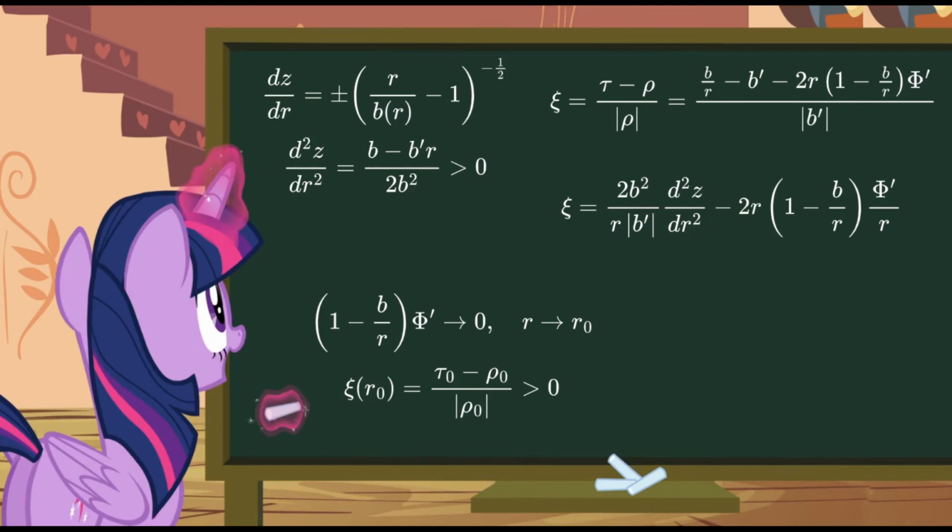Also, we know that the phi component tends to 0 at the throat. So this function at the throat of the wormhole, that is, at the radius r0, gives this. It means that the radial tension must be bigger than the energy density. This kind of matter with this property is called exotic matter, since we never saw it happen in nature.